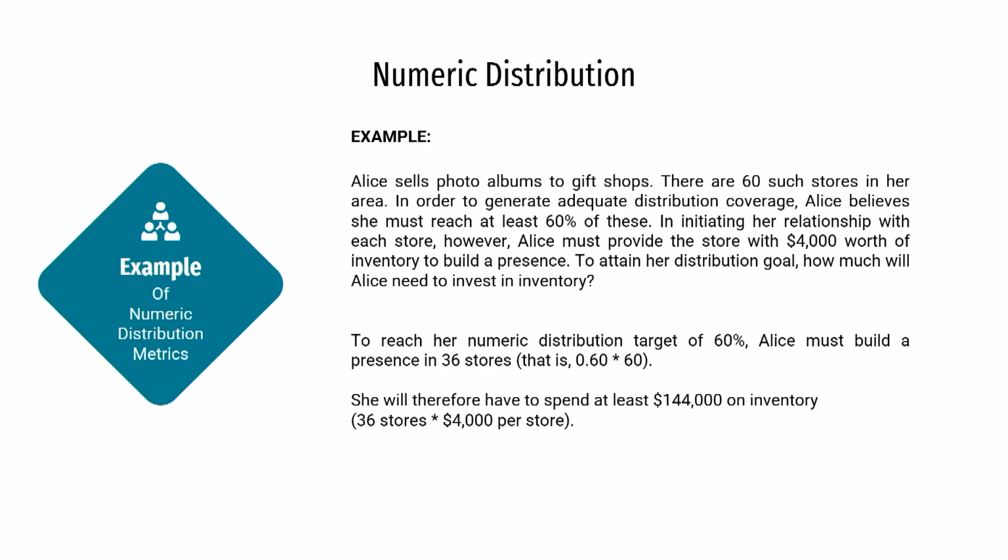Let us look at this concept with an example. Alice sells photo albums to gift shops. There are 60 such stores in her area. In order to generate adequate distribution coverage, Alice believes she must reach at least 60% of these. In initiating her relationship with each store, however, Alice must provide the store with $4,000 worth of inventory to build the presence. To attain her distribution goal, how much will Alice need to invest in the inventory?